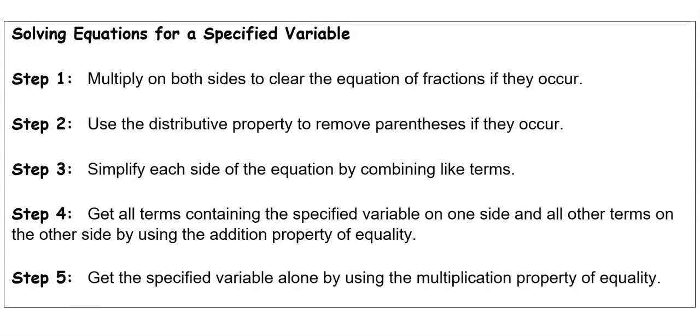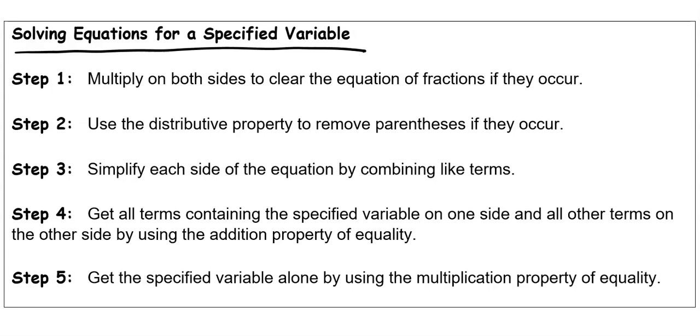Okay, so we're talking about solving equations for a specified variable. Here we have some steps, and these steps are going to look a lot similar to steps you've seen before. Step 1, multiply on both sides to clear the equation of fractions if they occur. Step 2, use the distributive property to remove parentheses if they occur. Step 3, simplify each side of the equation by combining like terms.